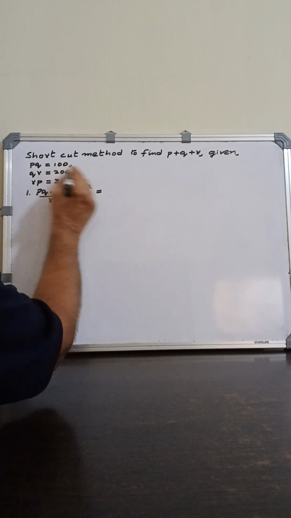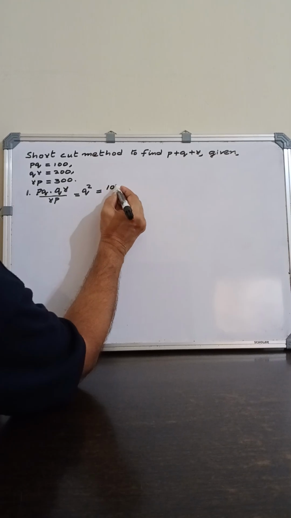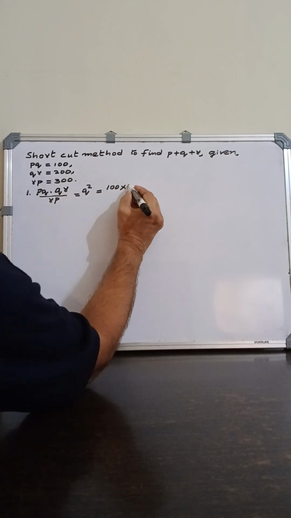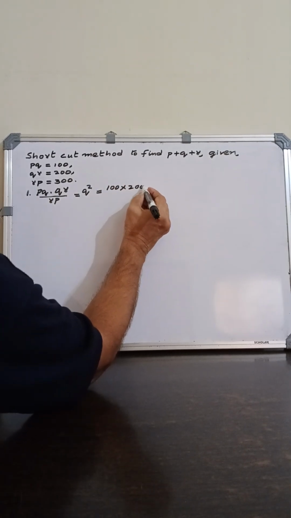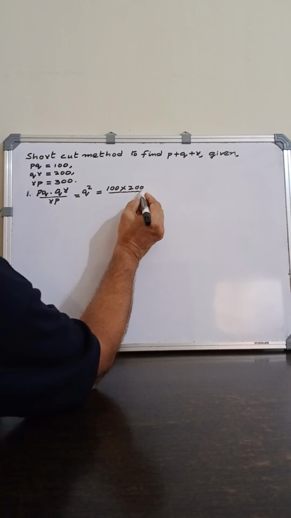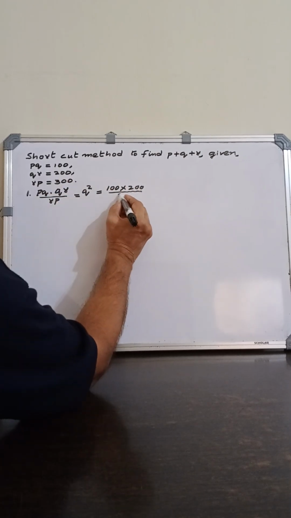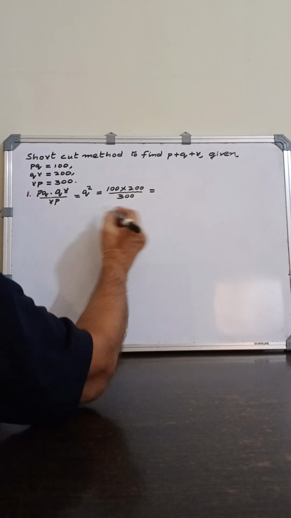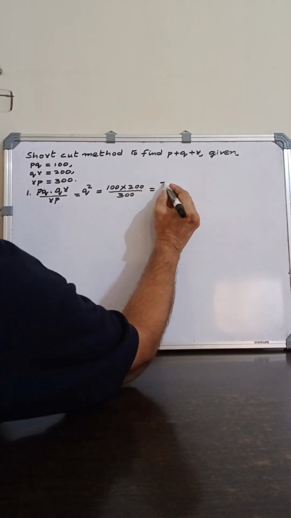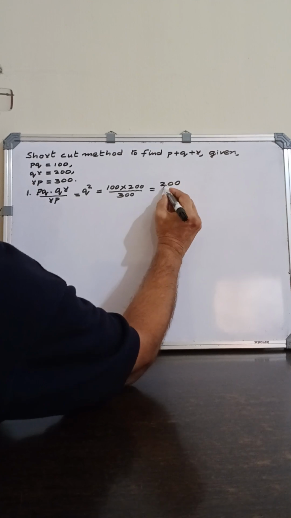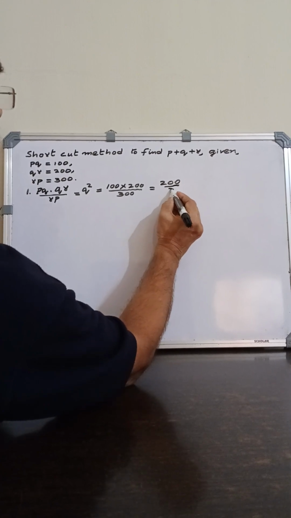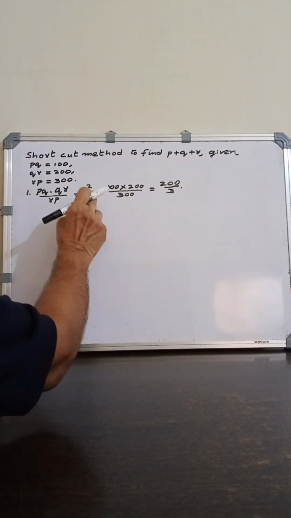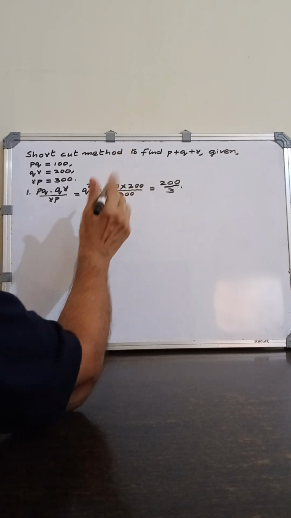Equals pq. What is pq? 100 into qr 200 by rp 300 gives 200 by 3. Q squared equals 200 by 3.